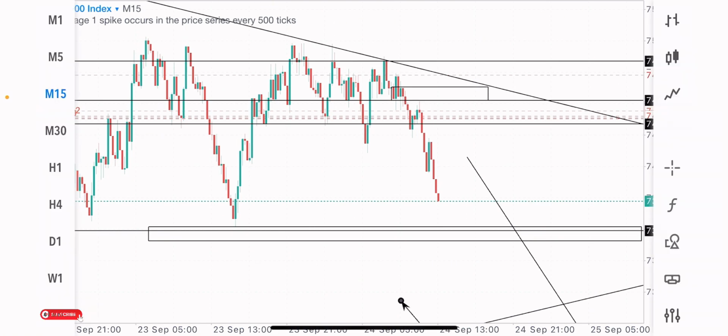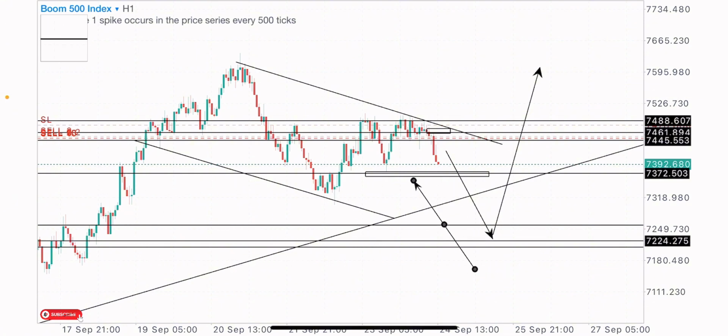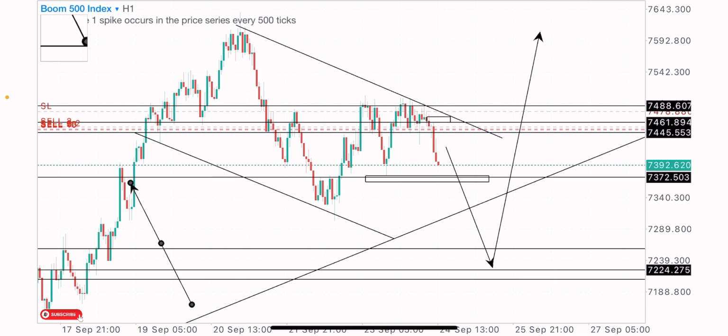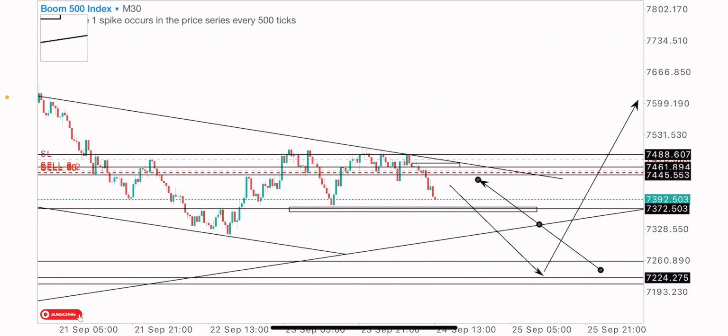So the market structure on a lower time frame looked very good for the sells, and I also got this level marked out, which is my exit point on this sell trade. So you can see price reacting on this level, resistance as well, resistance here before it goes broken, turned support. So I still have buy possibilities on price selling to this zone.